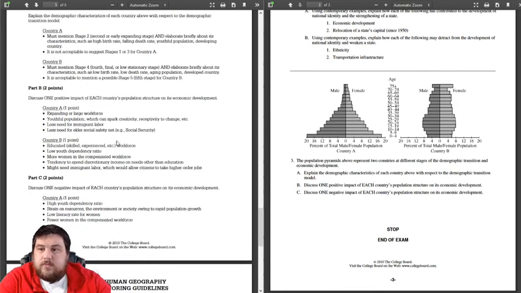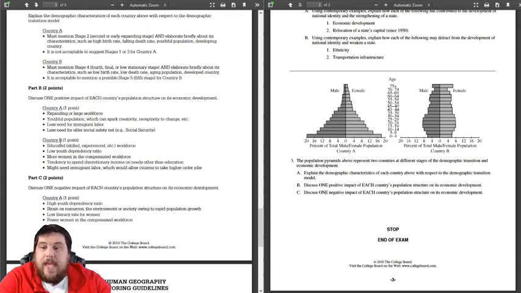Now for part B, discuss one positive impact of each country's population structure on its economic development. So you're going to do one positive, key word, has to be a positive, and for each country. So you should have two parts to this answer. So country A, they're looking for things like expanding a large workforce, youthful population, which means creativity, less need for immigrant labor because you have a young, healthy workforce, and less need for an elderly safety net because you don't have many people living that long. These are all positives on the economy of people dying at a young age and having a large youthful population. You have labor, you don't have to take care of the elderly.